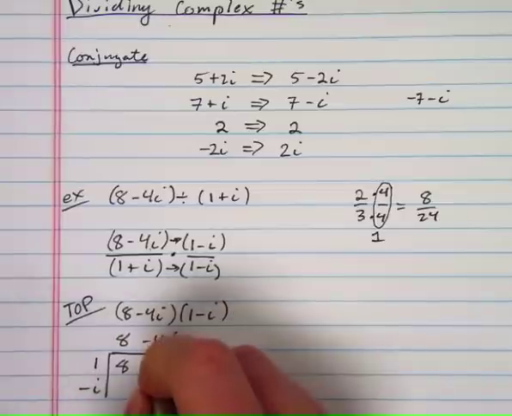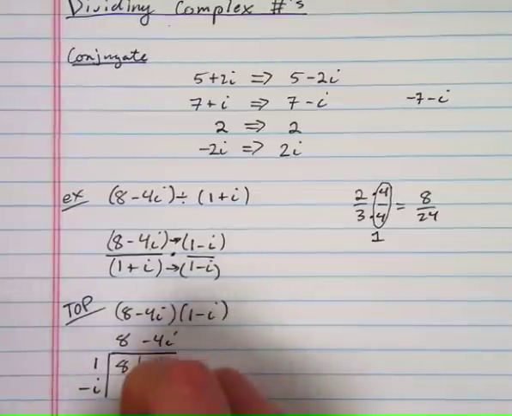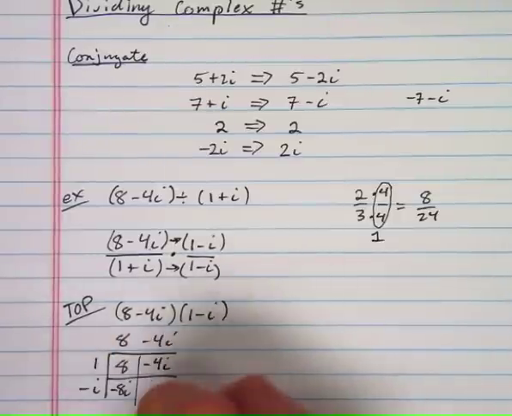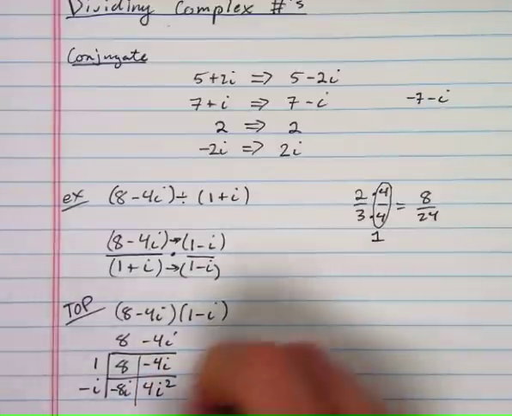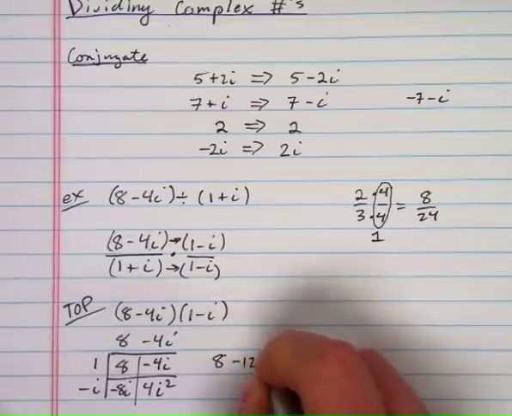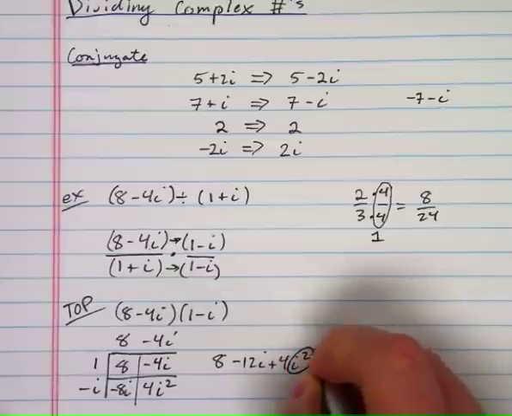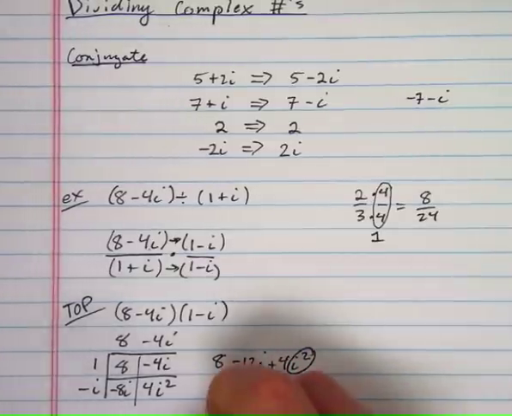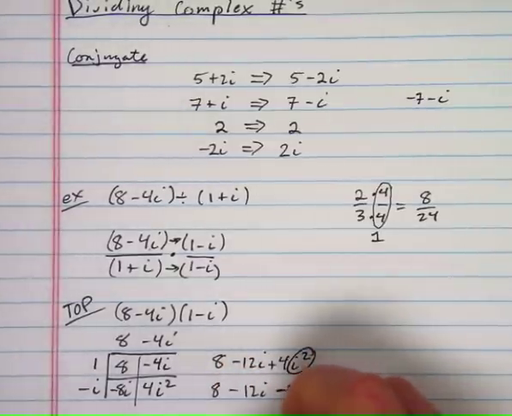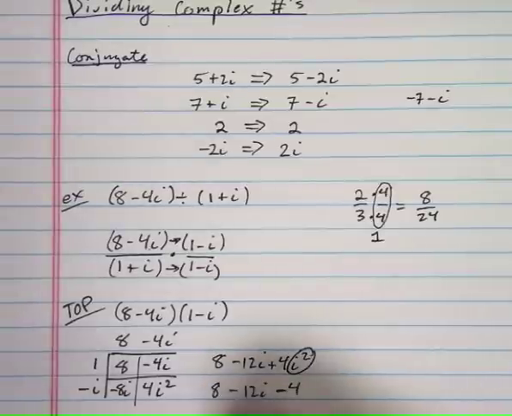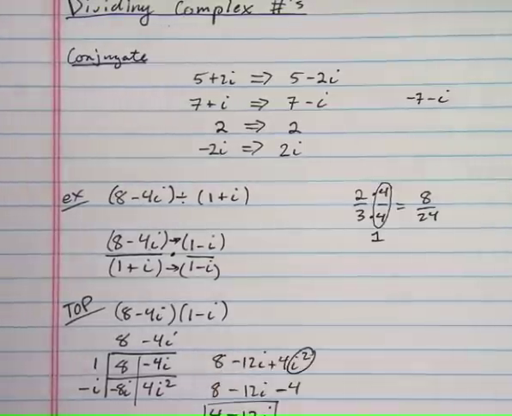Negative 4i times 1 is negative 4i. That would be negative 8i. And negative 4i times negative i is positive 4i squared. We do the normal thing. That would be 8 minus 12i, and we have this 4i squared. Remember, i squared is negative 1. So that turns us into 8 minus 12i minus 4. So my final answer is going to be 4 minus 12i. But that's on the top.